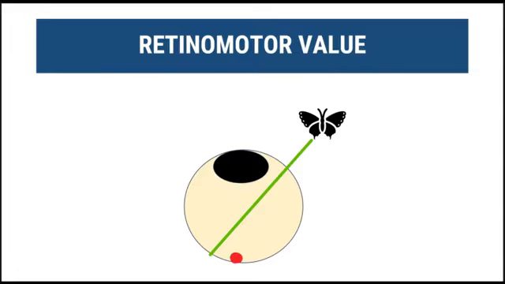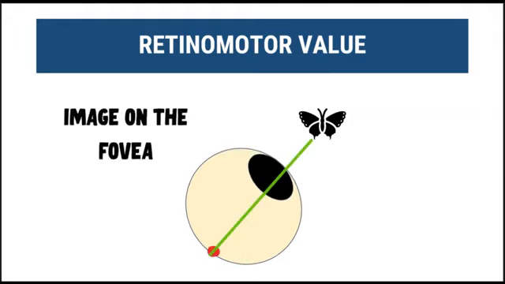So what will the eye do in order to bring the image back on the fovea, which is the point of maximum precision or maximum resolution? What will the eye do? The eye will actually try to turn towards the object so that the image is now straight away falling on the fovea, right? And this eye movement is actually called a saccade.